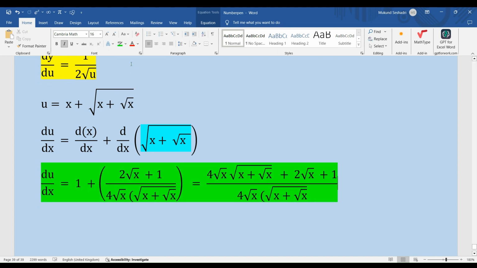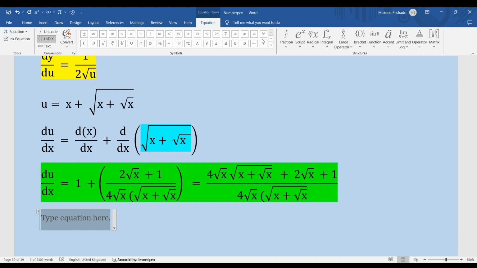Now take a look at this expression. Seems very complex, right? I mean, this is why I told you that we'll have to be very careful when solving these problems, right? So I have my du by dx and I have my dy by du. So I go down to the next step and then I apply my chain rule towards finding out dy by dx. My dy by dx is nothing but dy by du into du by dx, right?